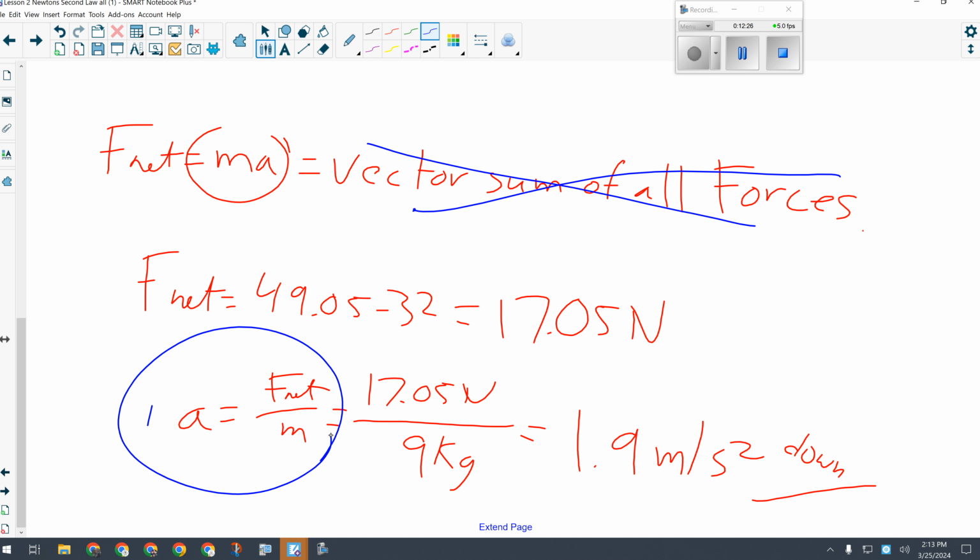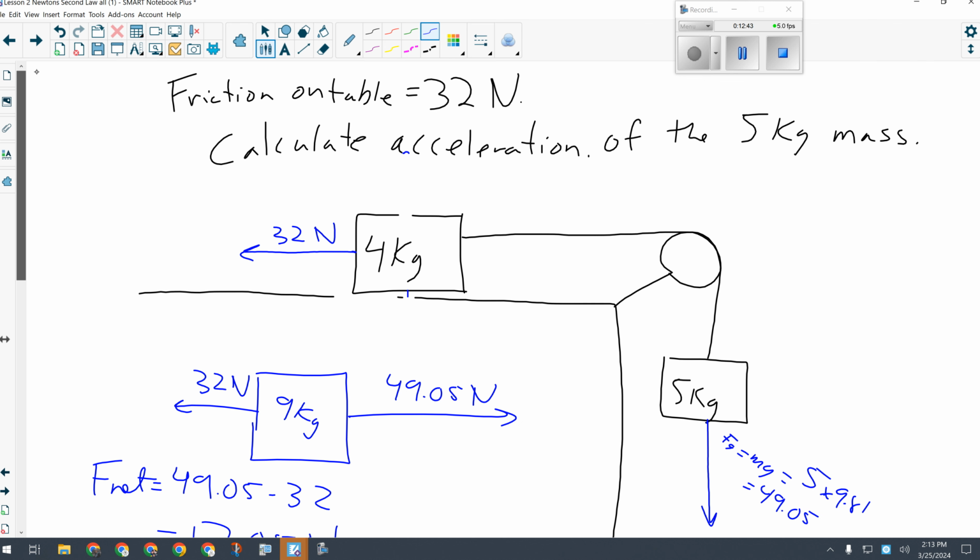Because the blocks are falling down. Well, the 5 kilogram block is falling down. The 4 kilogram block is sliding across the top to the right. But the question asked about the 5 kilogram block in particular. And if we go back up to the top here where the question was, to calculate the acceleration of the 5 kilogram block, I can put a vector on that because I know which way the 5 kilogram block is going to go.